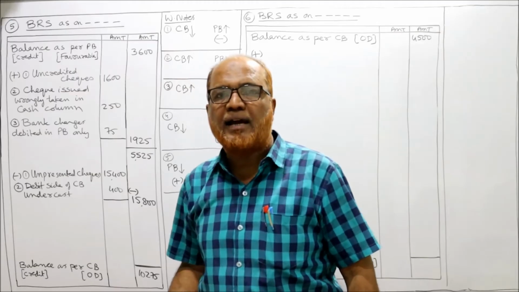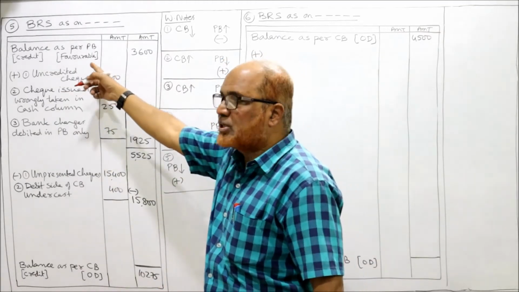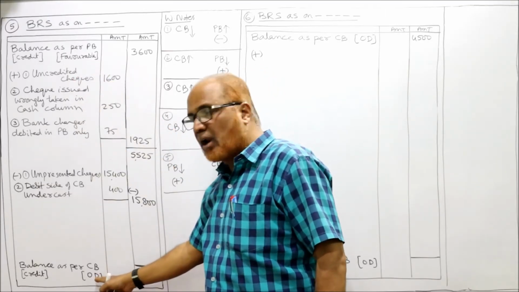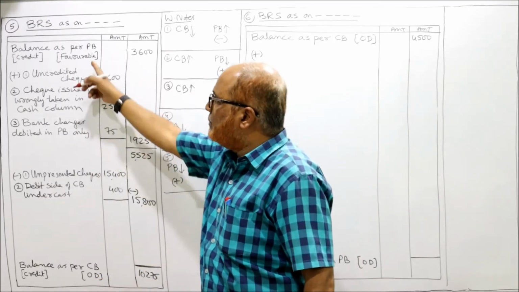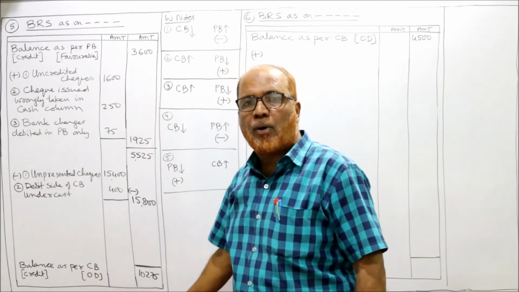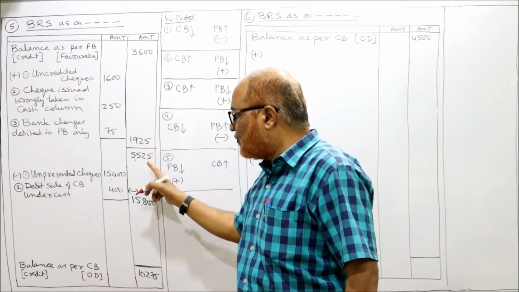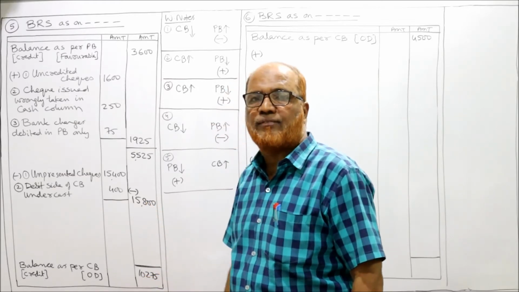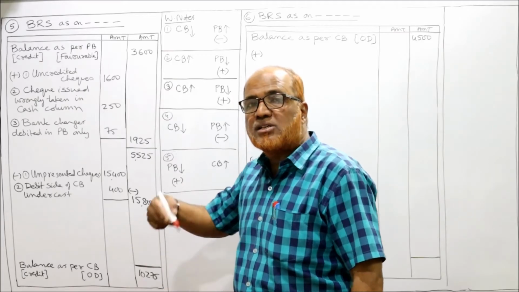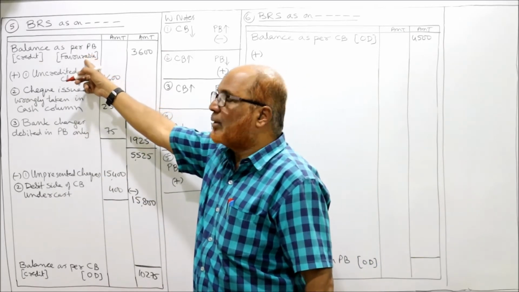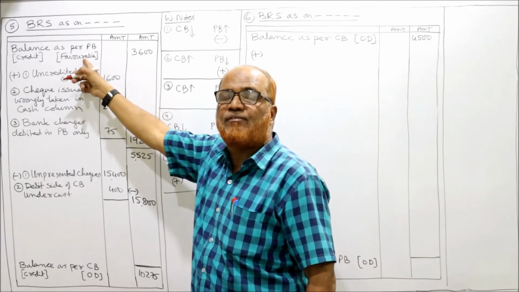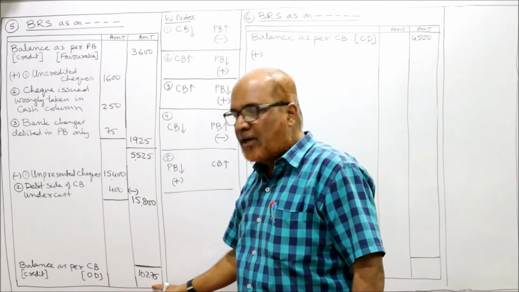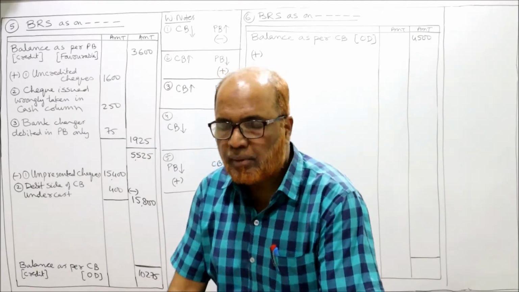Negative I am getting. Negative means overdraft. Opposite. Here we have started with favorable balance and ended with overdraft. If positive came, this also would be favorable, but I'm not getting positive, I'm getting negative. 5525 minus 15,800, I'm getting minus 10,275. When I'm getting minus, that means it is opposite to favorable. Opposite to favorable is unfavorable or overdraft. So overdraft balance as per cash book. And this is given in the problem itself.